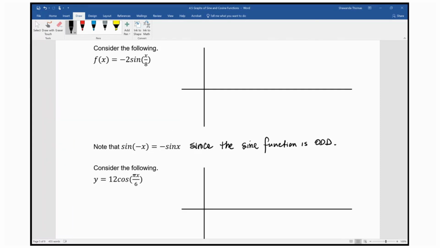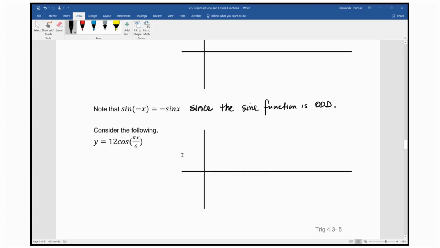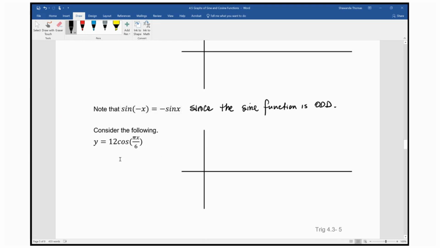All right, let's do a little review. Let's see if we can remember what we talked about last week. Consider the following: y equals 12 cosine of pi over 6 x. So what are the things that we pulled out before we graphed the trig function? What things did we talk about that you recall?